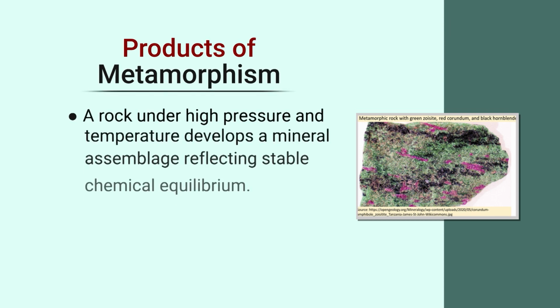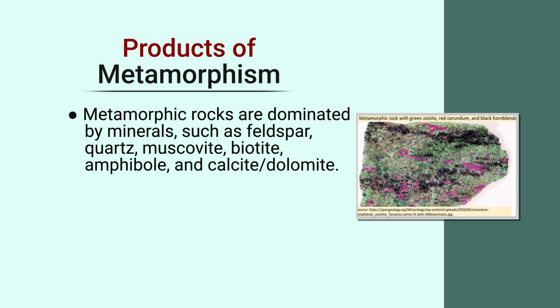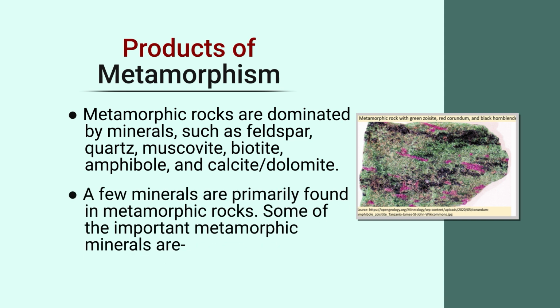Now, a rock under high pressure and temperature develops a mineral assemblage reflecting stable chemical equilibrium. Now, when the conditions are sustained, they lead to equilibrium conditions. Since metamorphism can span long geological time scales, most metamorphic rocks reflect an equilibrium mineral assemblage. Now, metamorphic rocks are dominated by minerals such as feldspar, quartz, muscovite, biotite, amphibole, calcite, and dolomite.